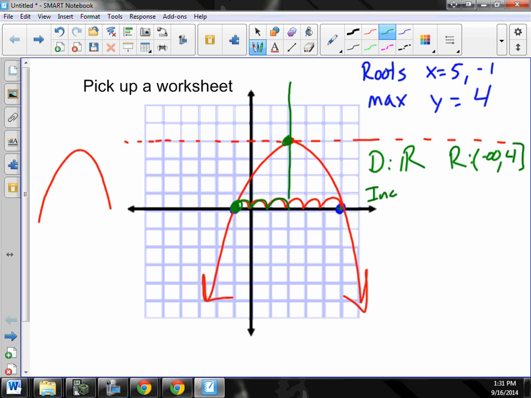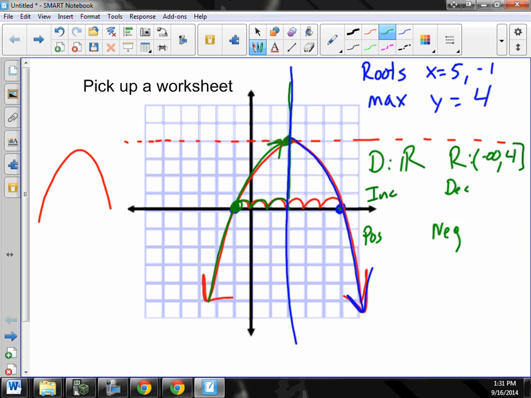Then we could do increasing, decreasing, positive, and negative. And remember, all of the intervals are x's except the range. The range is the only one that's not an x. So for increasing and decreasing, I would divide the parabola in half. The right side is going down, and the left side is going up. So increasing is on the left.